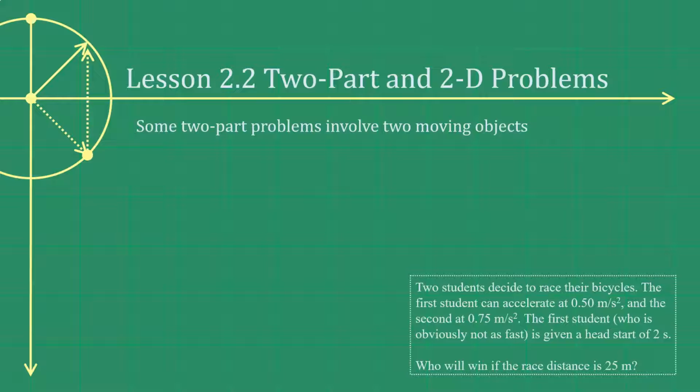Another way for me to do this is to find where the two students actually meet and then see if that happens before or after 25 meters. And if it's before 25 meters, then I know that the second student will win. And if it's after 25 meters where they meet, I know that the first student will win. Now, if you don't really believe me or you can't picture what's happening there, just wait until you see this graphically and that will make sense to you.